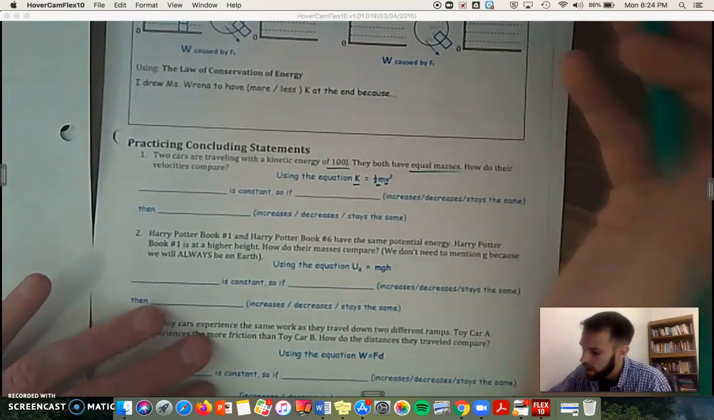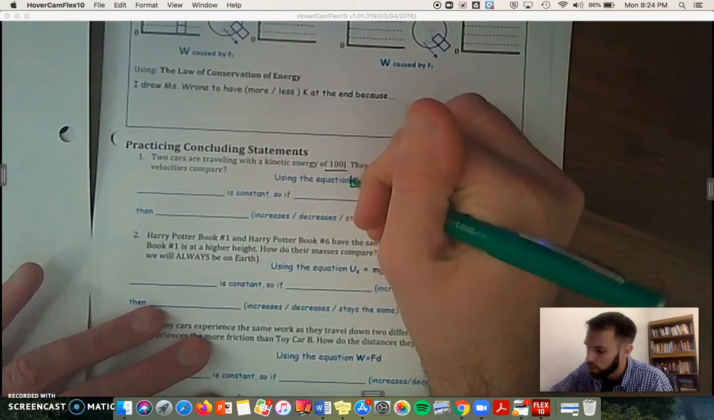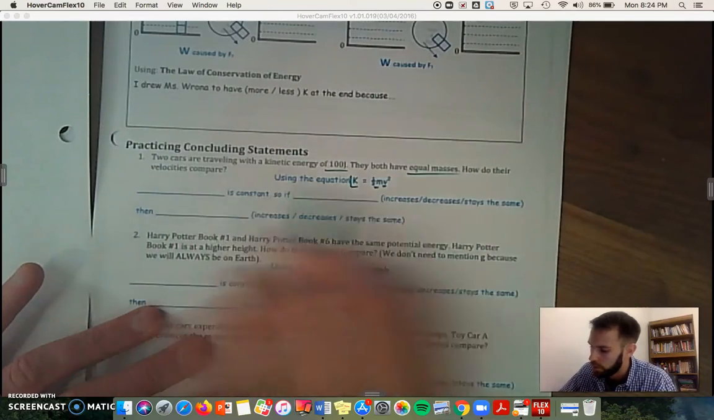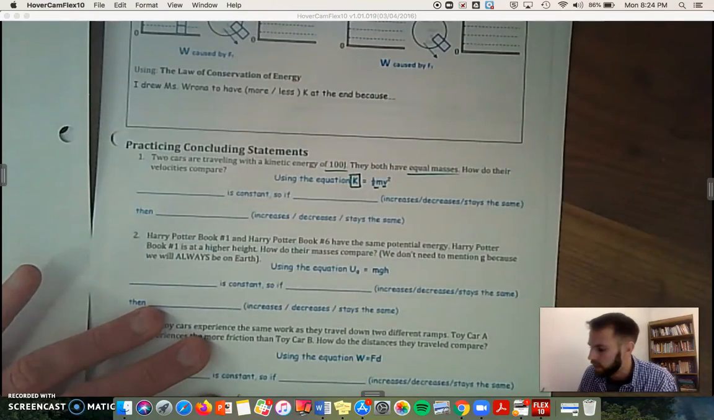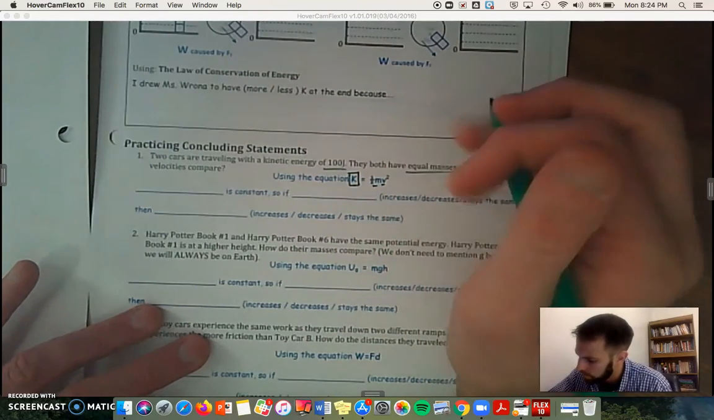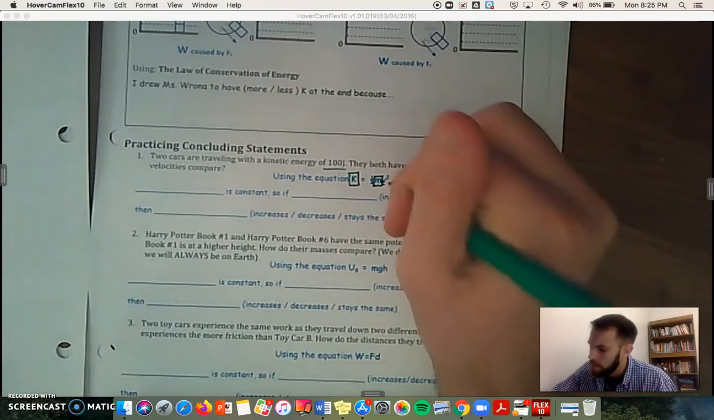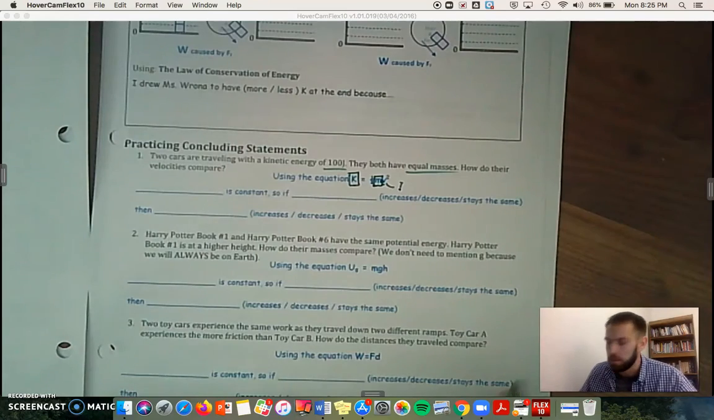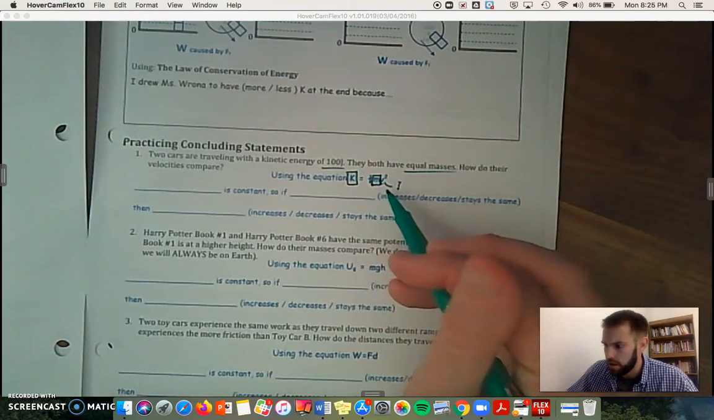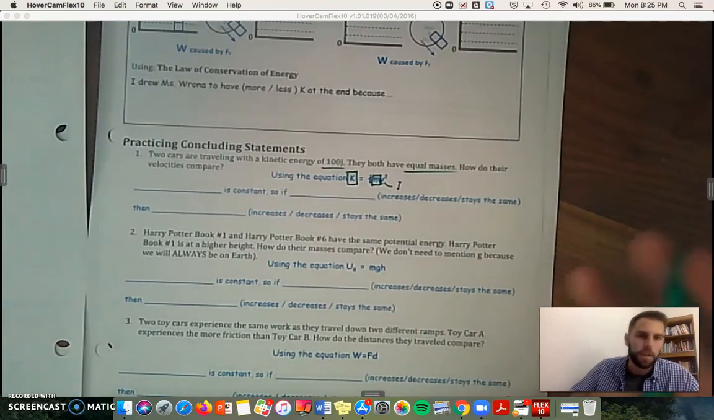So in this case, we know that the kinetic energy is 100 joules for each one. 2 cars are traveling with a kinetic energy of 100 joules. So I'm going to box in K. That just tells me it's the same. And then they have equal masses, so my masses are going to be the same. So then my question is, how are their velocities going to compare? Hopefully this seems a little bit obvious. If everything is the same and the only variable that's left is velocity, shouldn't they all be the same? Yeah, it will be.